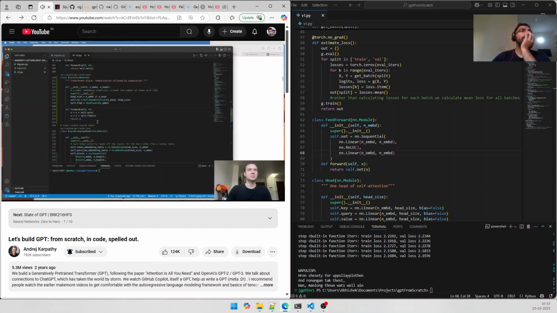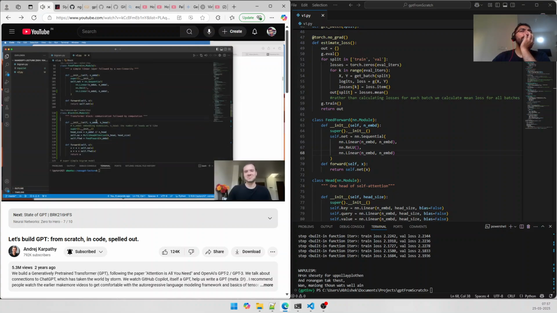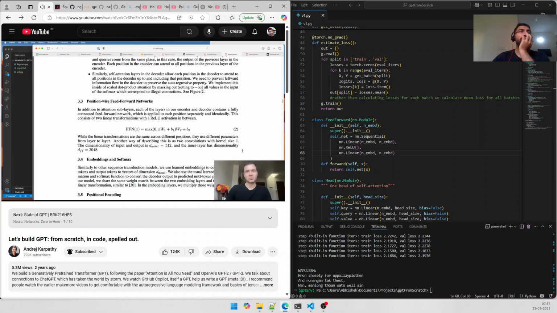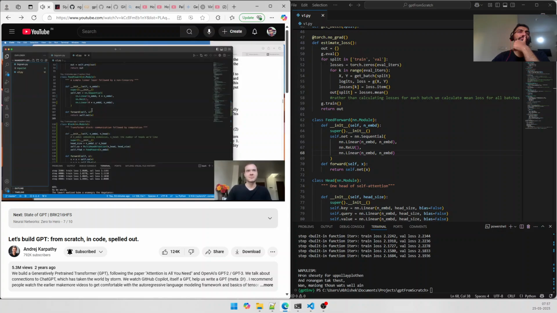And so that's it. So now we can train this. So I implemented one more small change. When you look into the paper again, you see that the dimensionality of input and output is 512 for them. And they're saying that the inner layer here in the feed forward has dimensionality of 2048. So there's a multiplier of 4. And so the inner layer of the feed forward network should be multiplied by 4 in terms of channel sizes.